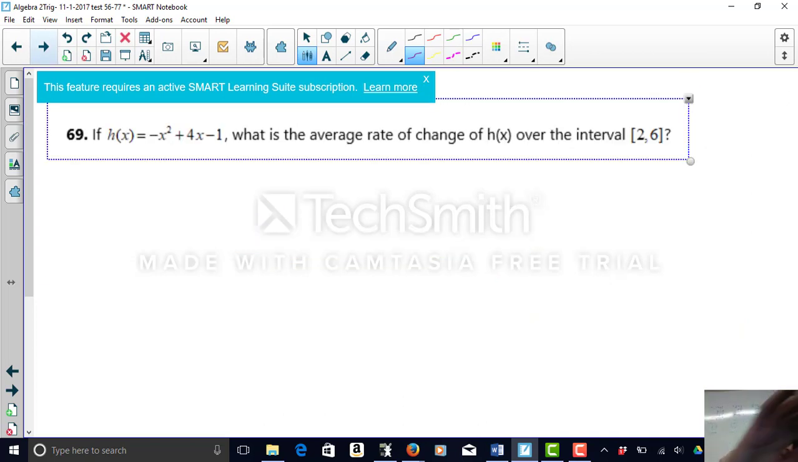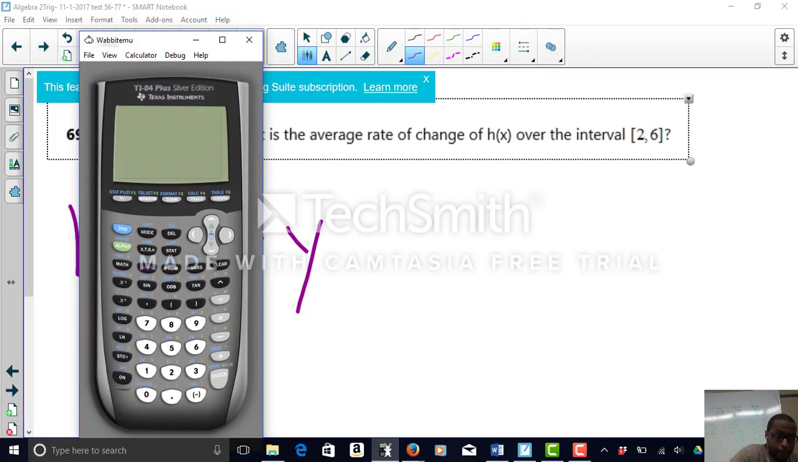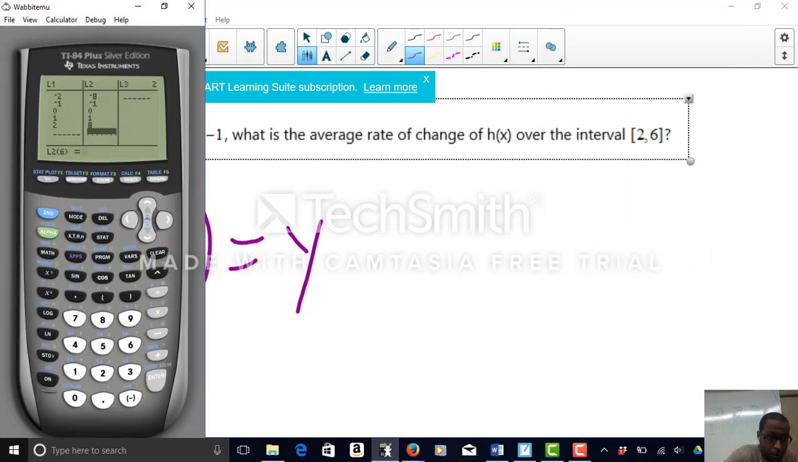Okay? If h of x is negative x squared plus 4x minus 1, what is the average rate of change of h of x over the interval 2, 6? So again, we discussed this. H of x in your calculator is going to equal y. So again, what you could do is break out your calculator, turn it on, press y equals, okay, press y equals, and what I could do, a lot of functions on here, I could type the function in.